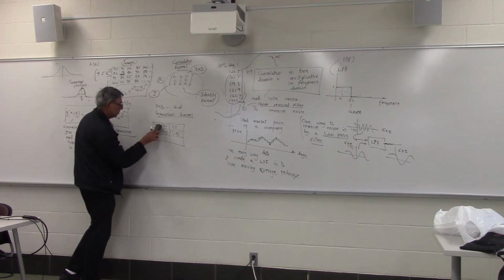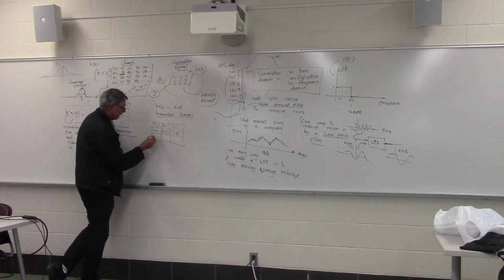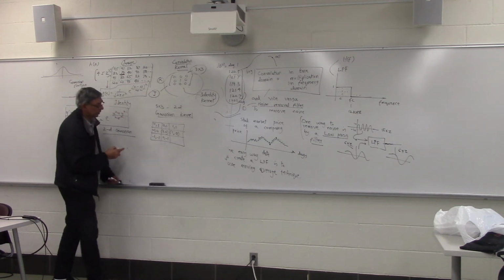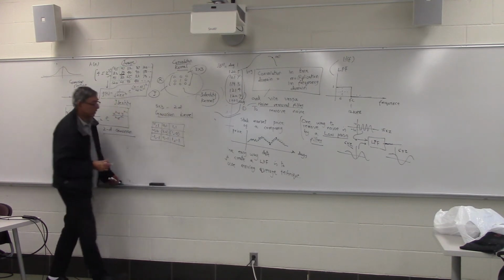Top left should be minus 1, 1, right? And this will be x of minus 1, y of minus 1. This will be x of 0, y of minus 1. This one will be x of 1, y of minus 1, correct?